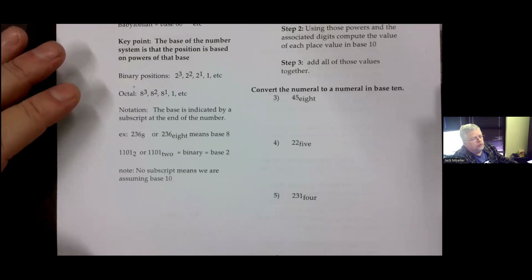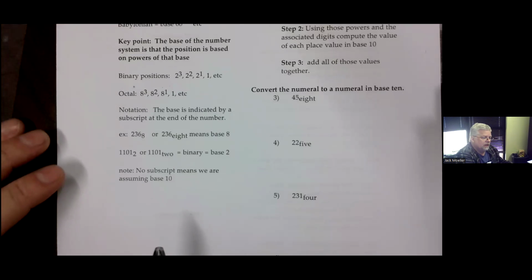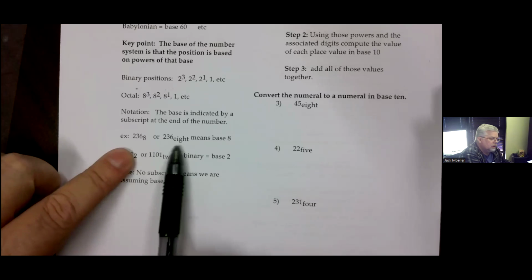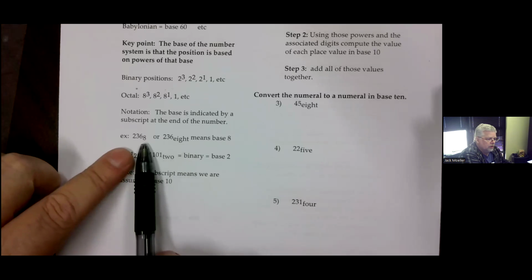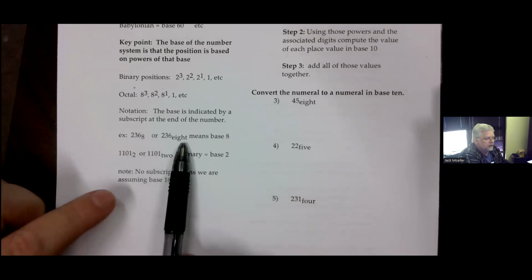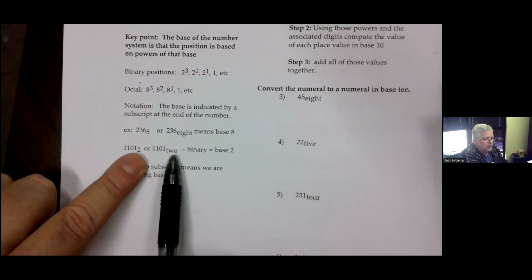Now, one thing to keep in mind: how do we know what base we're dealing with? We're going to use subscripts to the right of the number. Sometimes we'll write them out in English form. Sometimes we'll just put a number. But if you see these subscripts, that's the base that we're dealing with. So, those are base 8. For binary, that's base 2. We'll either do a little subscript of 2 or write 2 out.